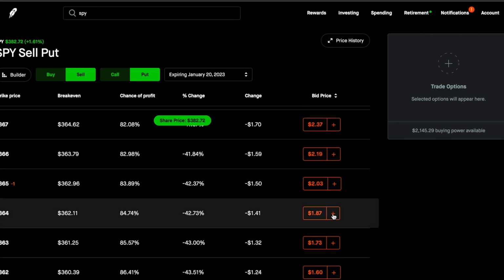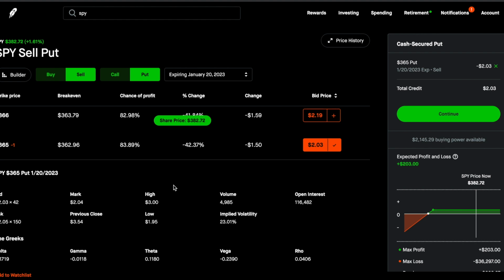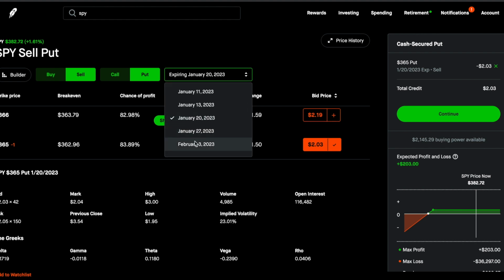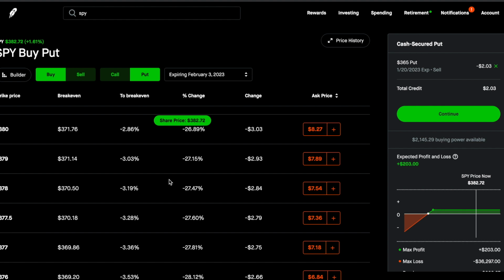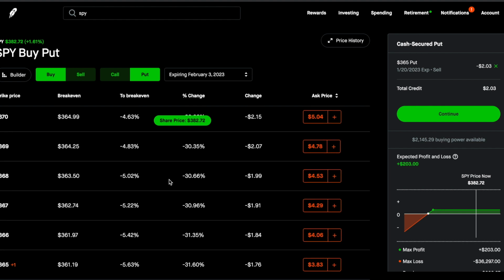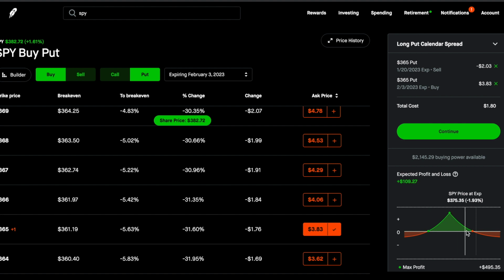I'd like to do the 365, and that particular strike is 17 delta. Then I just want to buy something that expires about 2 weeks later. So we're going to buy a put at the same strike to create a calendar spread. And you can see the stock has to move down. We're currently at 383 for us to be profitable.